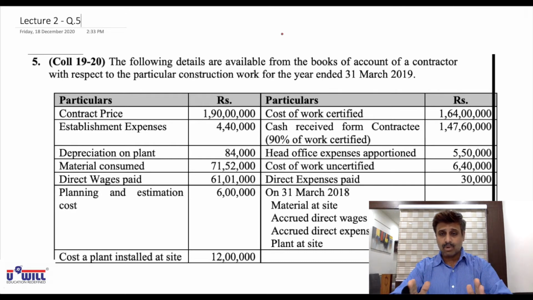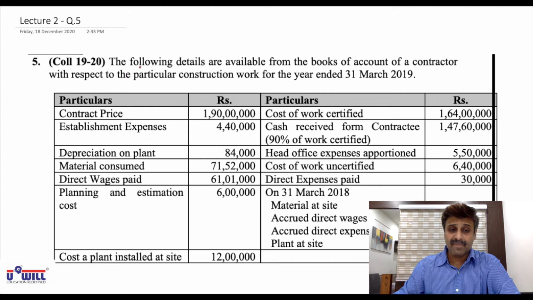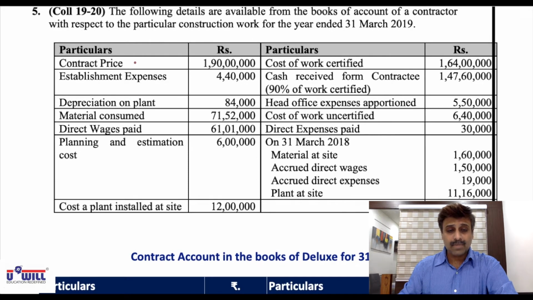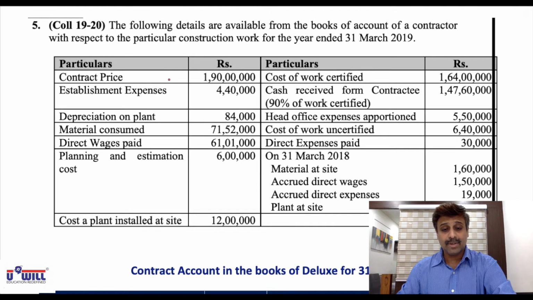So revise these points properly, and we start with the first practical question of contract costing. Look at it. Question number 5 of your study material. The following details are available from the books of accounts of a contractor with respect to the particular construction work for the year ended 31st March 2019. Contract price. This will help us in calculating the percentage of work done also.